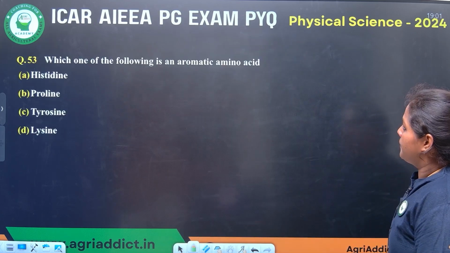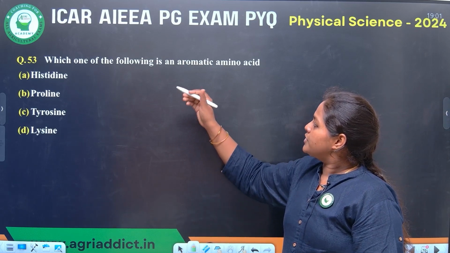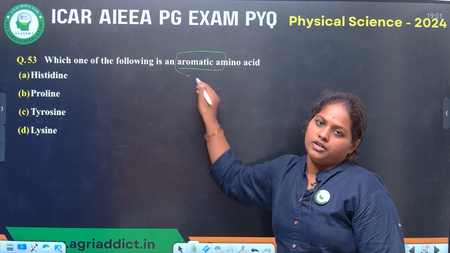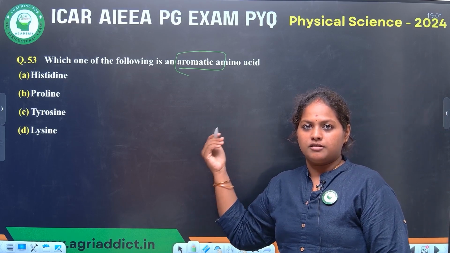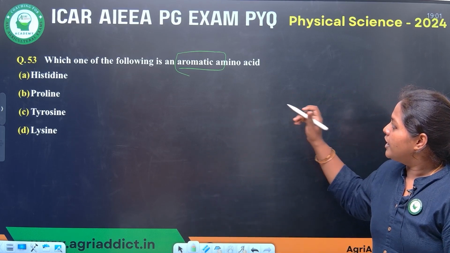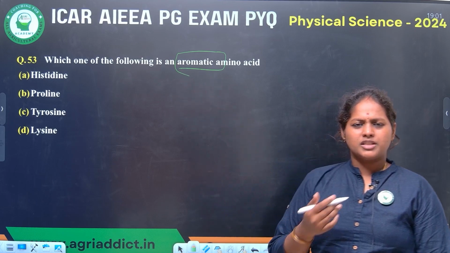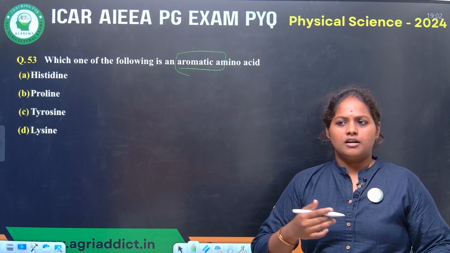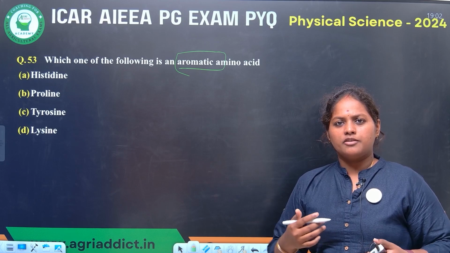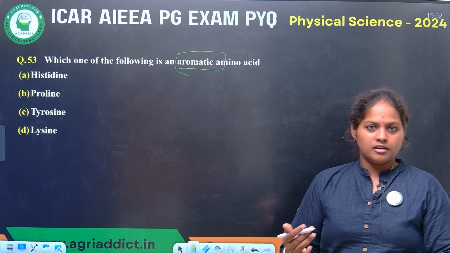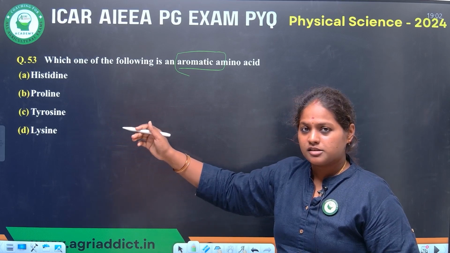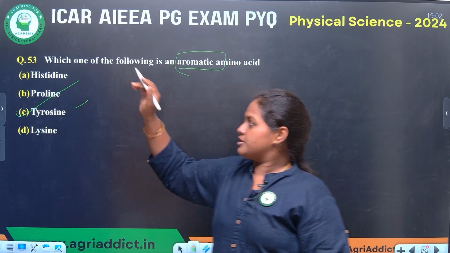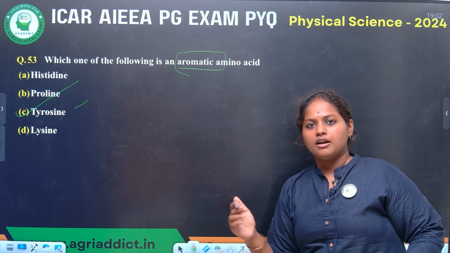Okay. Question number 53. Which of the following is an aromatic amino acid? We have different amino acids. This will come in biochemistry part, right? We have different amino acids which are essential, non-essential, aliphatic, aromatic, like that. Different kinds of classifications are there for amino acids. Here they are asking aromatic amino acids, that is tyrosine, which is denoted as TYR.